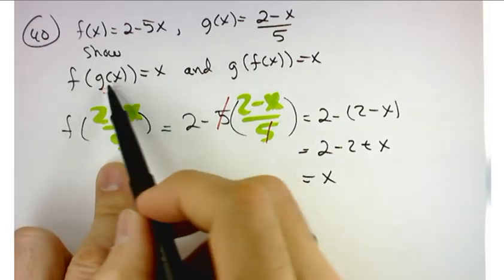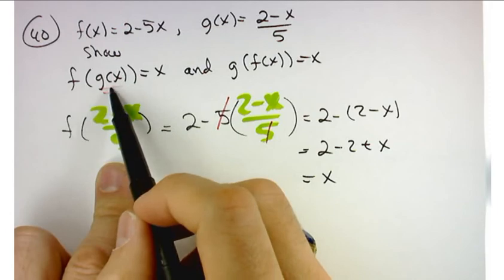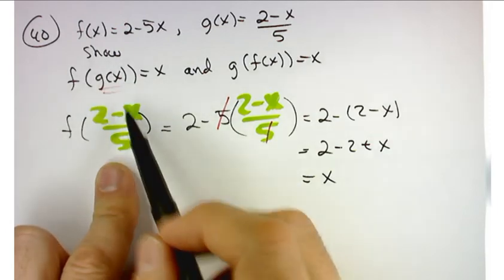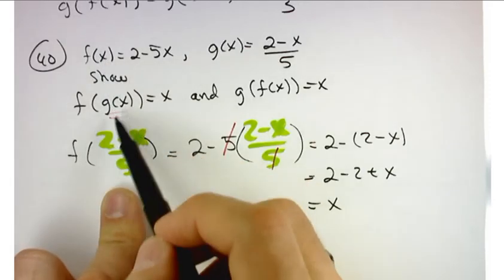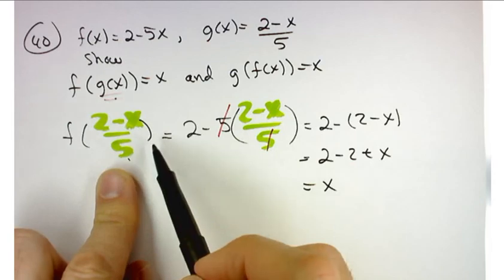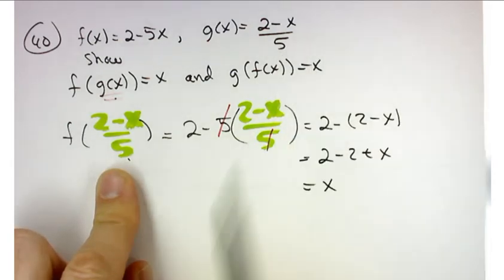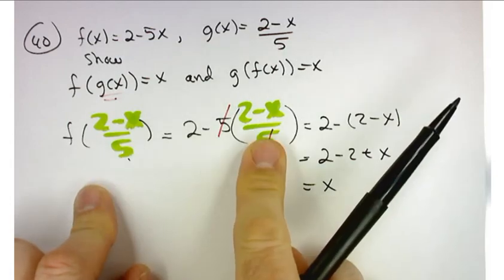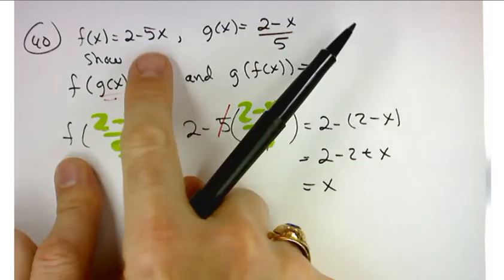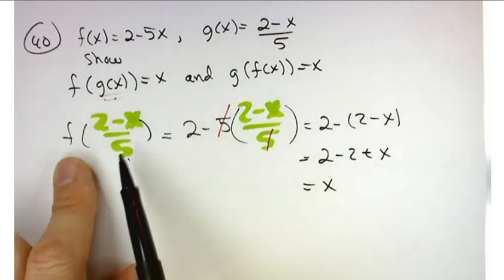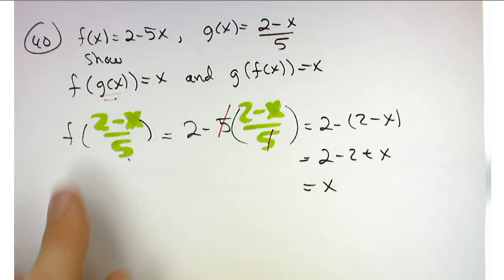So we've got f of g of x. g of x is what we're putting into the function f. So x is being replaced by g of x. g of x itself got replaced by 2 minus x over 5 because that's the definition for g. And then I plug that into my rule for f. And there's my rule for f. So I just replaced that x by this whole thing.